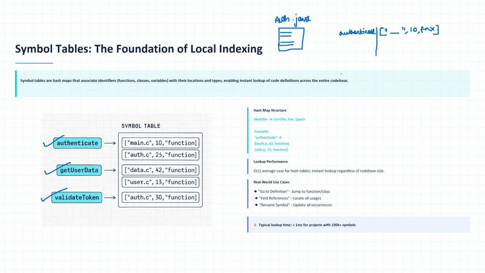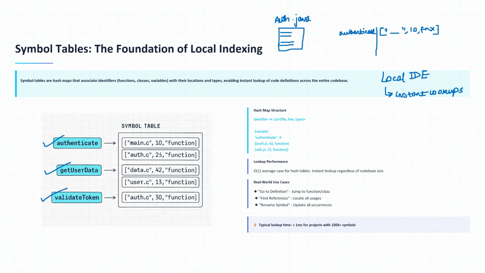But what do symbol tables optimize for, and where are they located? They are located in the local IDE setup. What do they optimize for? Basically, instant lookups.